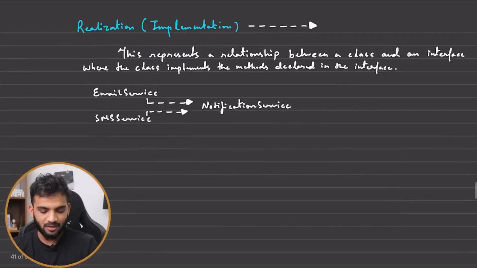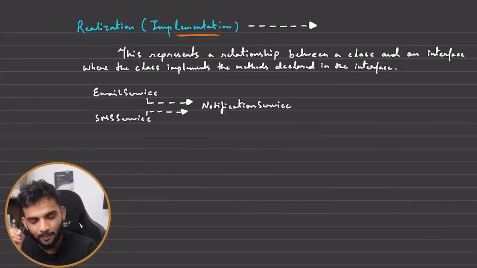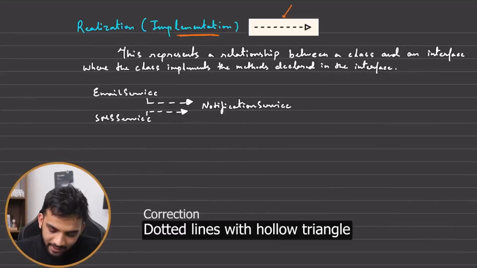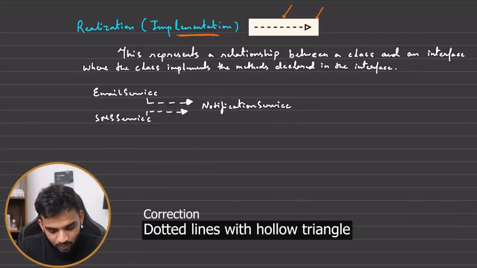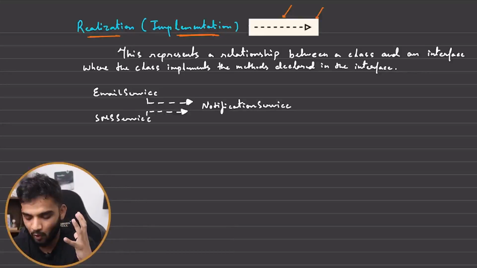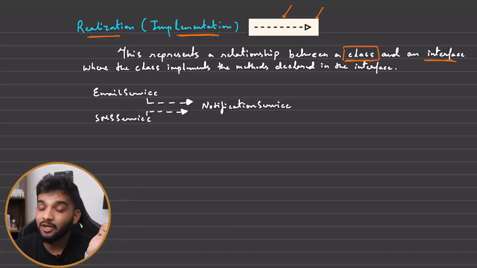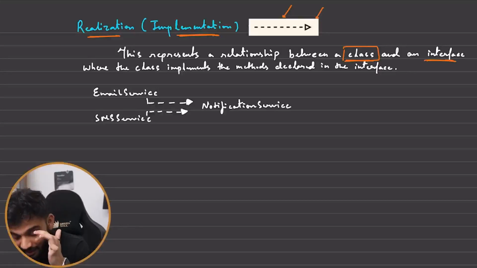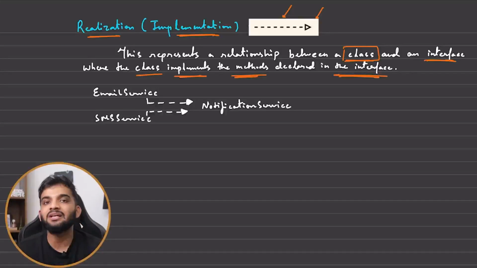Okay, coming back, next one, implementation. Now this will be represented by dotted lines and a filled arrow. This is also called realization. What is this relationship all about? It's between a class and an interface. Keep this in mind: between a class and an interface, where the class implements the methods declared in the interface.